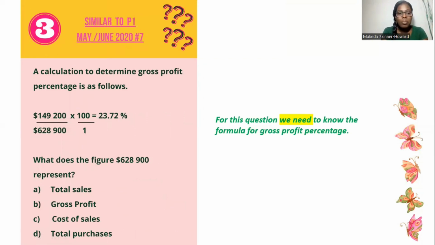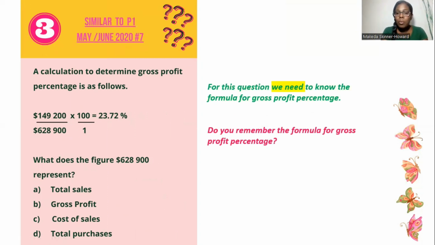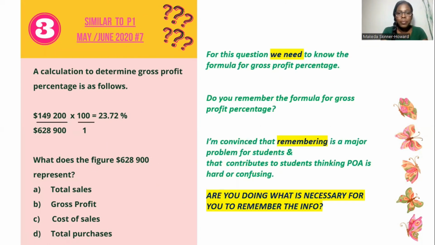For us to know that, we have to remember what is the gross profit percent formula, right? We need to know what is the formula for gross profit percent in order for us to be able to say, what does that number underneath here represent? Do you remember the formula for gross profit percent? I'm convinced that remembering is a major problem for students, and that contributes to students thinking POA is hard or confusing. All right, so I want to ask you today, and I want you to ask yourself, look yourself in the mirror and ask yourself, am I doing what is necessary for me to remember the information? Because the information is not just going to stick in your head.